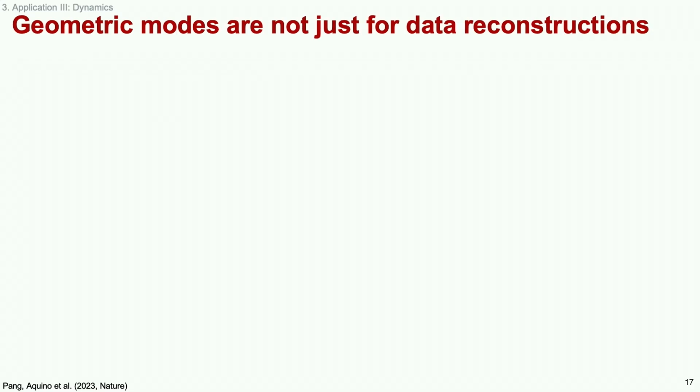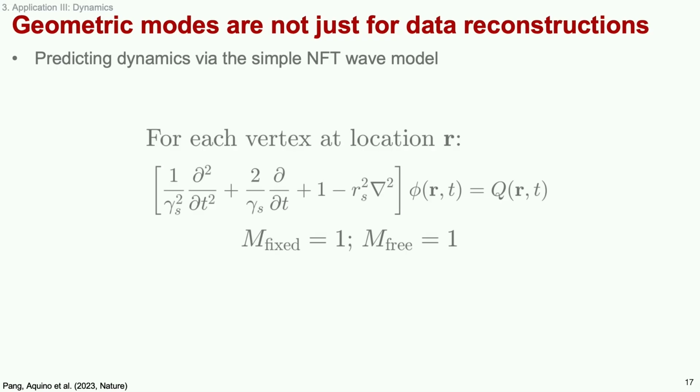The next thing is dynamics. All right, I've shown you ways to reconstruct data in various ways, but geometric eigenmodes are not just for data reconstructions. You can also make predictions of dynamics. Why am I saying that? Because I will go back to how I started, because the geometric eigenmodes are inherently embedded within the neural field theory concept. So I'll now go back to this equation.